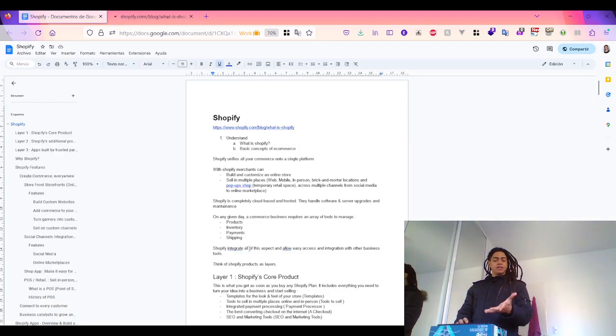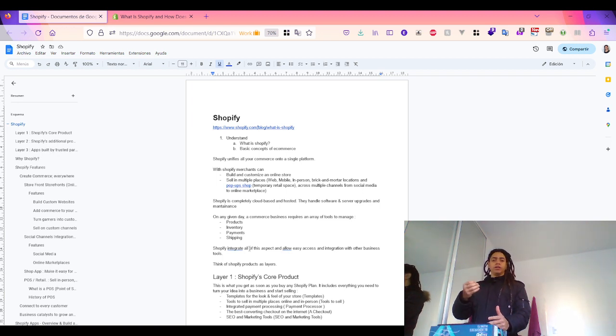So Shopify can be seen as a set of layers, where on layer one, you have the Shopify core product that, once you buy one of the Shopify plans, you can have access to templates for the look and feel of your storefront, as well as selling tools to sell on different sales channels, whether it is the marketplace or social media, as well as in different places, whether it's in person, on the web, mobile, brick and mortar locations, as well as pop-up shops or these temporary retail shops.